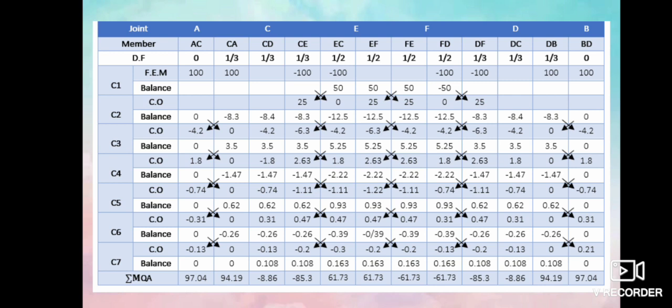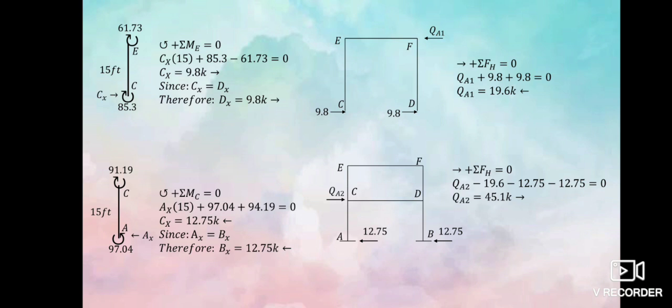The 85.3 came from the E, 85.3 of DF, of line DF, negative 85.3. That's where it came from, in the line of DF. Thus, you have that result: 85.3 minus 61.73, sorry, that's the value up there, equals to 0. So your answer will be Cx equals to 9.8 K. That's a force going right.